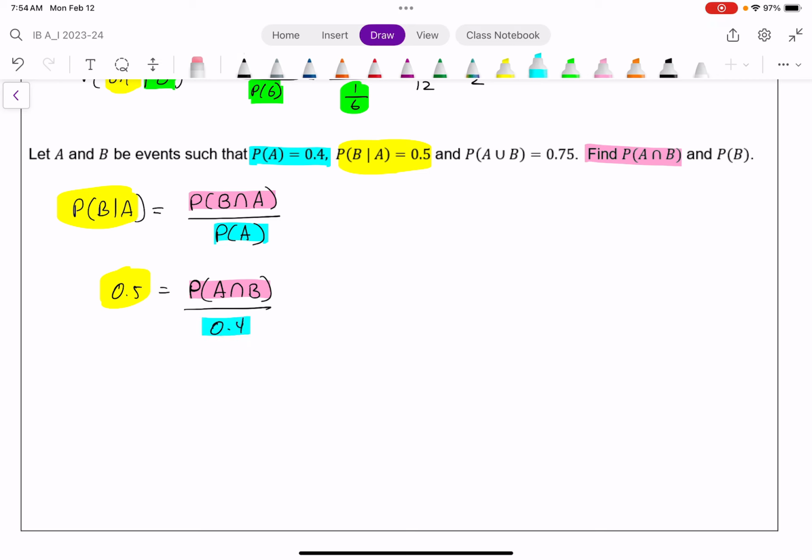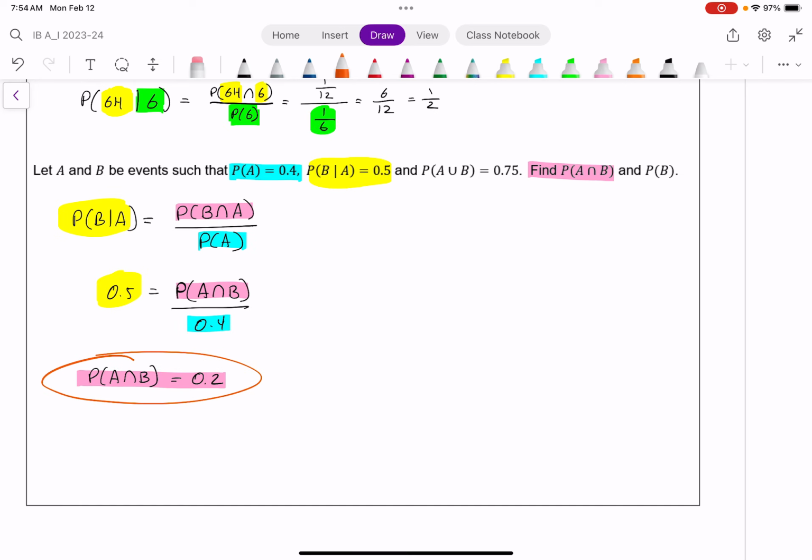So really quickly, multiply both sides by 0.4. I can see that the probability of the intersection of A and B happening is 0.5 times 0.4, which is 0.2. There's half my answer. All right, what else can I use? Well, I can use what we've learned in the previous lesson, that the probability of the union of A and B must always be the same as the probability of A plus the probability of B minus where they overlap, minus the probability of the intersection of A and B.